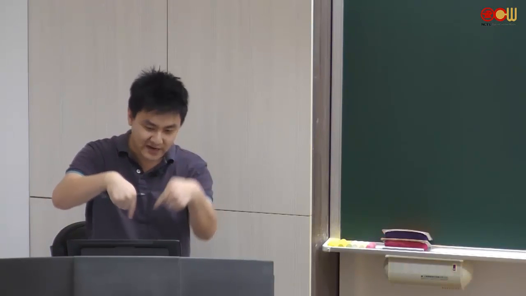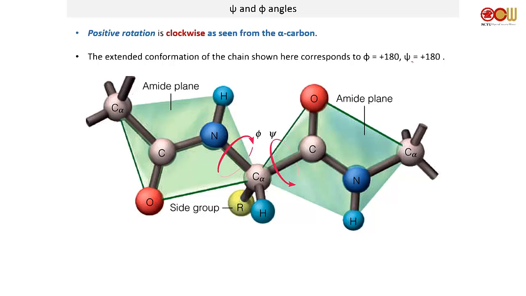So obviously the angles will range from positive to negative, positive 180 to minus 180. The extended conformation of the chain shown here corresponds to plus 180 and plus 180.